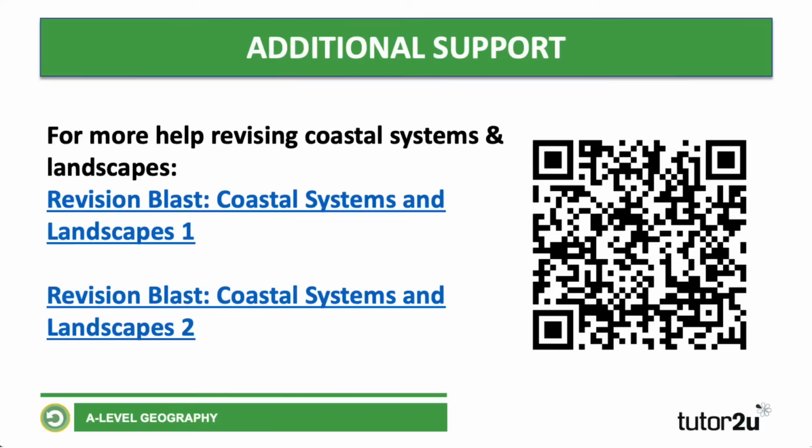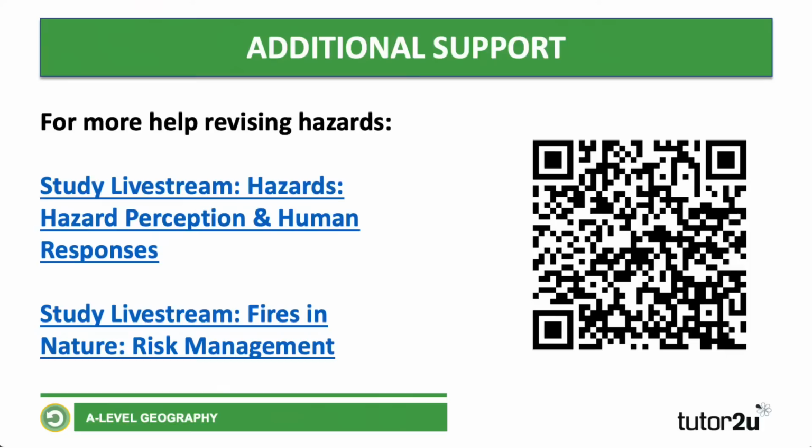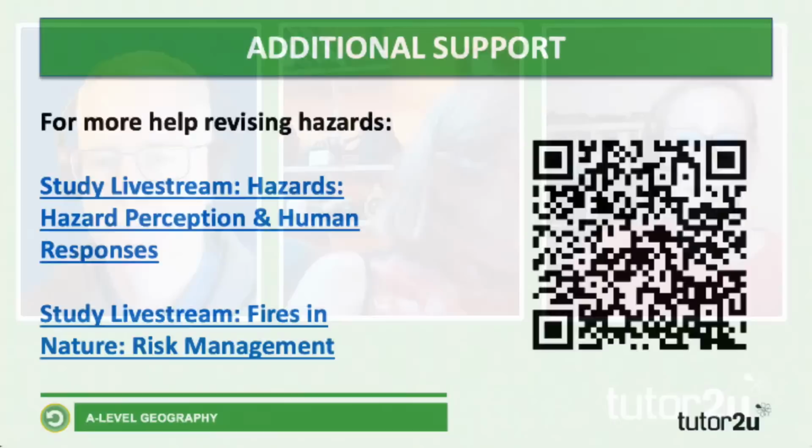However, if you need a bit more help on the hazards topic, we've got two what we call study live streams, which are kind of a combination of the games and some practice questions. So there's one on hazards, hazard perception and human responses, going back to some of those models we talked about. And there's also a study live stream all about fires in nature and risk management. So that could be a really good one for you if you're feeling a bit uncertain about the wildfires topic. And then the QR code actually takes us to a set of notes all about hazards, and specifically hazards studied for AQA A level.